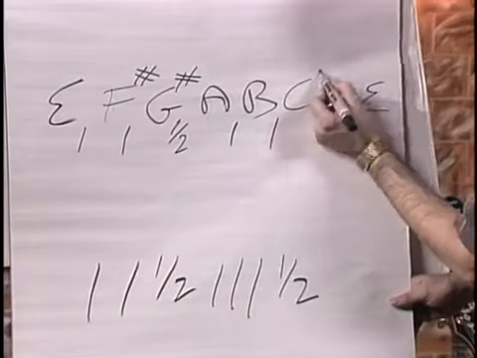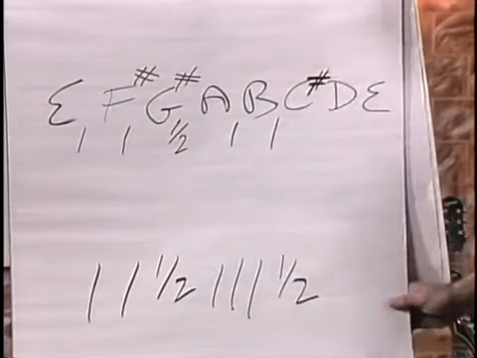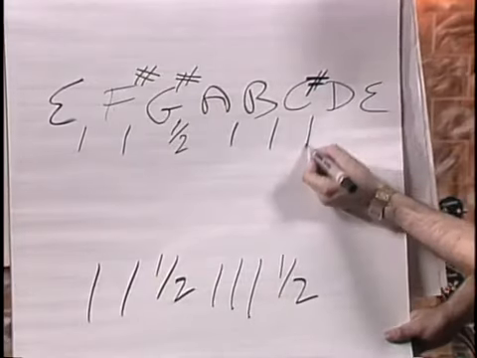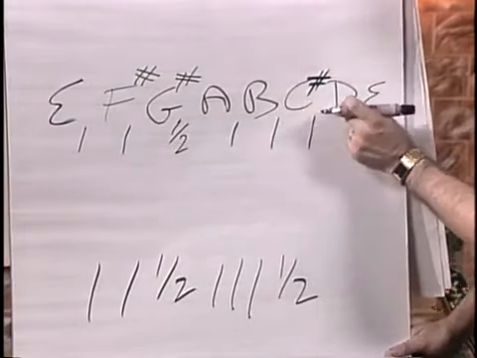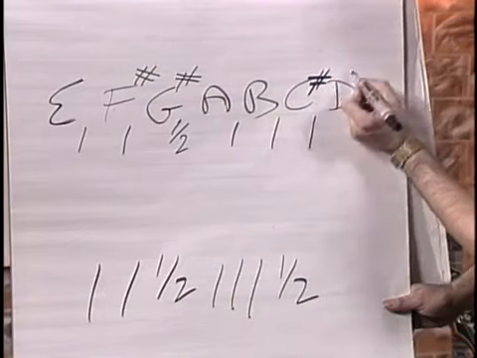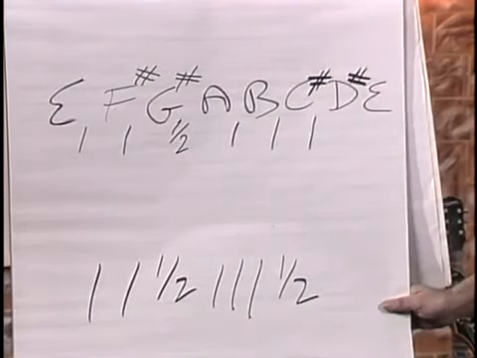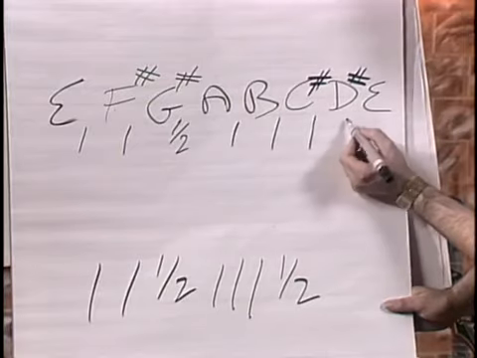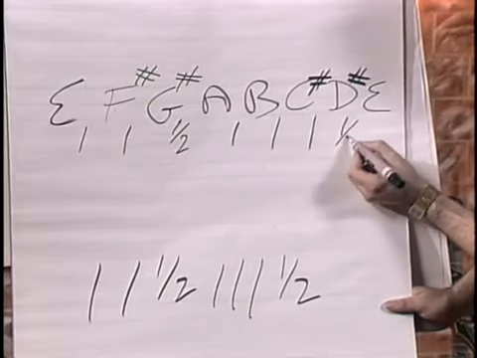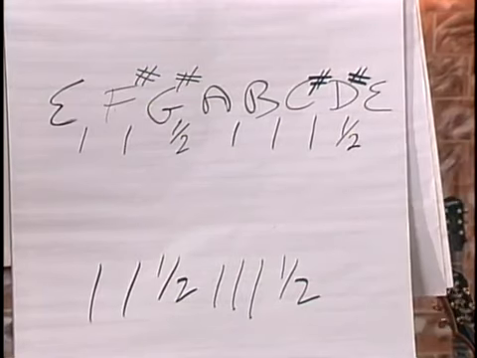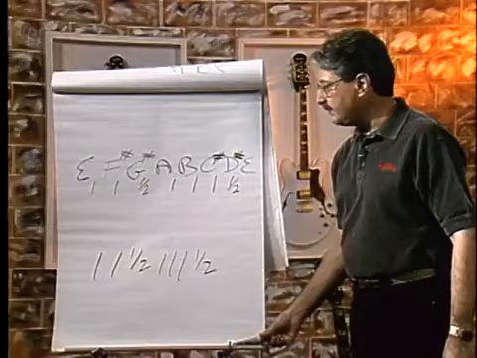So what do we do? We raise the C to C sharp. There's our whole step. We need one more whole step. C sharp to D is only a half a step, right? Raise the D to D sharp. There's our whole step. To finish out the scale, taking us back to the root, the name of the scale, we need a half step. D sharp to E is a half step.